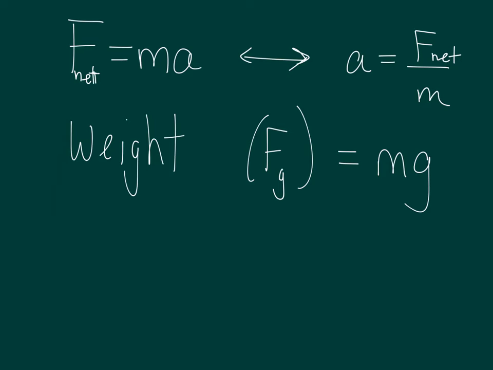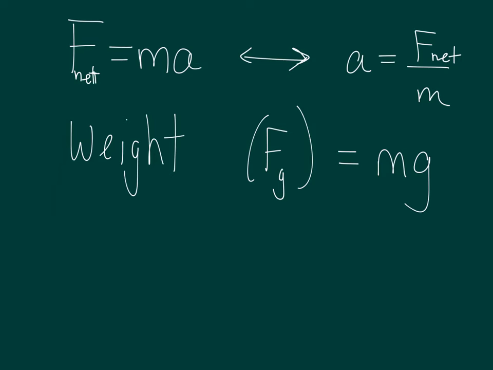So the idea behind weight is that weight is a function of two things: an object's mass and the planet's gravitational field. If I tell you in a multiple choice that an object travels from Earth to Mars, which of the following factors changes? The mass doesn't change. The mass is the mass. But the weight changes, because the gravitational field is now different.